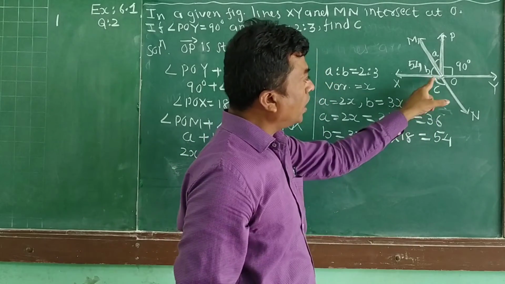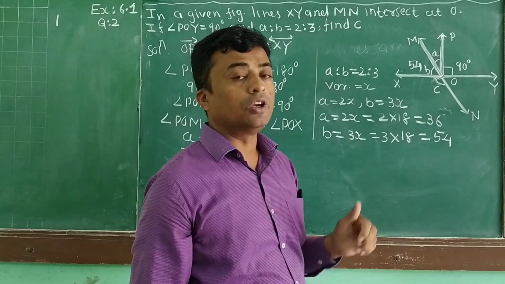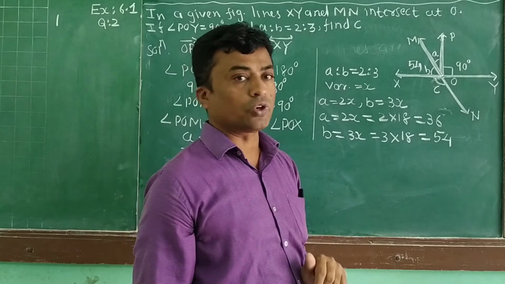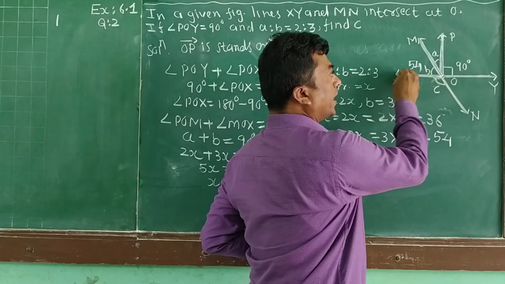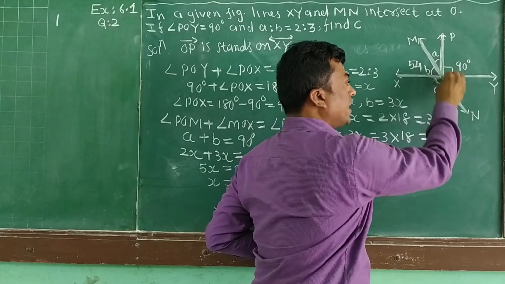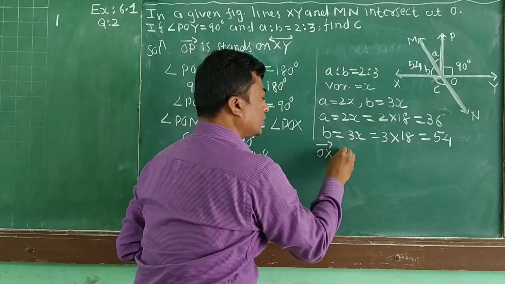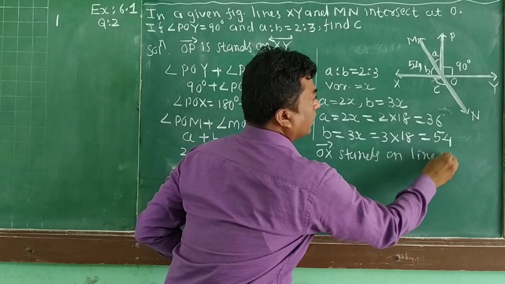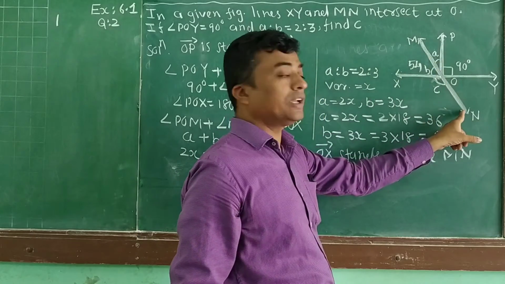Now see here. Now we will identify this c. Angle c we have to identify. To identify angle c, we will discuss the linear pair axiom. So see here, this is ray OX. This ray OX stands on line MN.